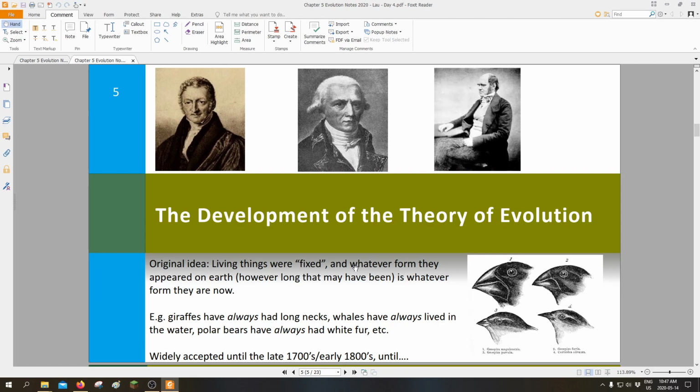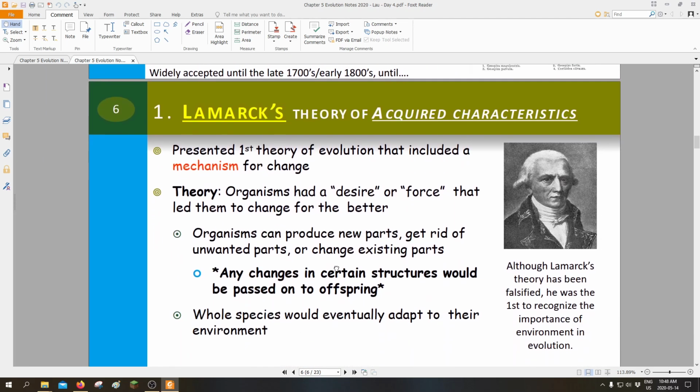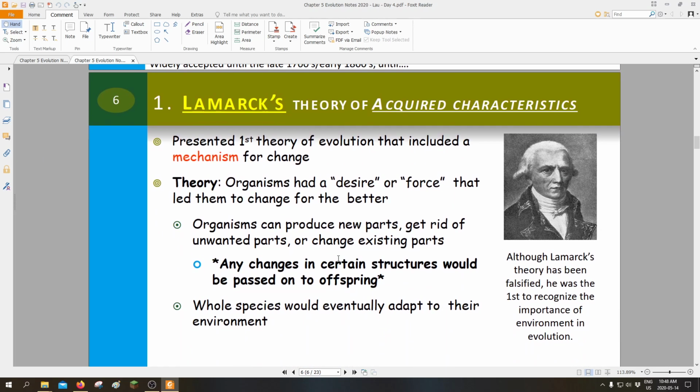An example of thinking about this would be giraffes have always had long necks, whales have always lived in the water, or polar bears have always had white fur, etc., etc. This was widely accepted until the late 1700s or the early 1800s, until one person named Lamarck, this is just his last name, proposed an idea.